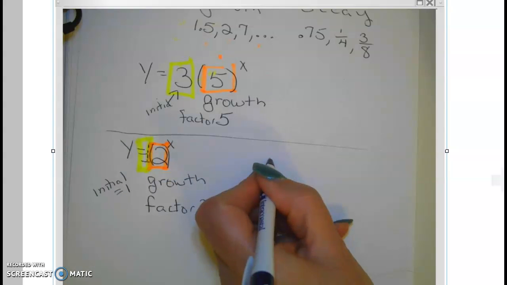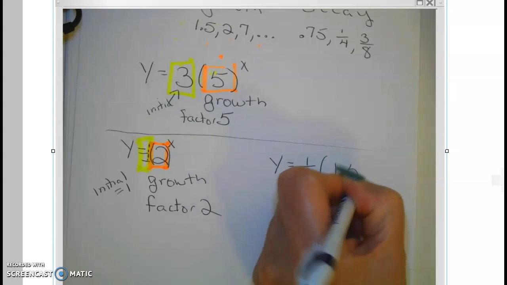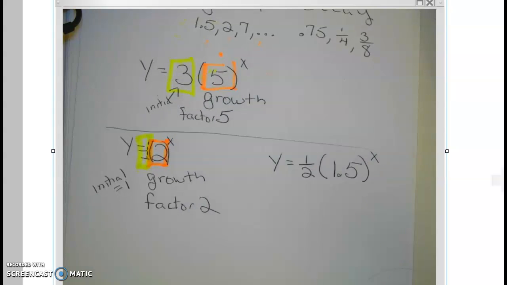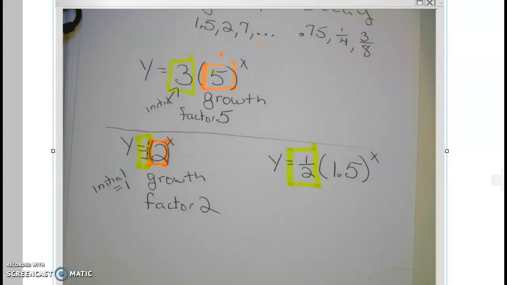Let's do another one over here real quick. Y equals 1/2 times 1.5 raised to the x. Let's analyze what this means. What is the initial value? The initial value is 1/2. Maybe half a dollar, maybe half an amoeba, maybe 500,000 amoebas. I don't know.